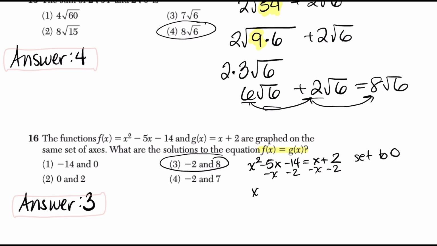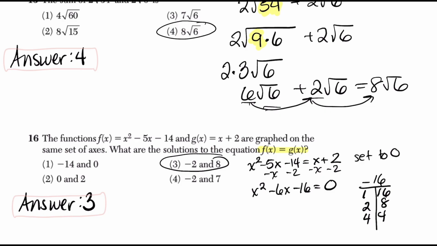So I have now x squared minus 6x minus 16 is equal to 0. Now I can just factorize this. So I'm going to find the factors of -16 that add up to -6. That's going to be our goal. They have to have a difference of 6. So I have 1 and 16, 2 and 8, 4 and 4.